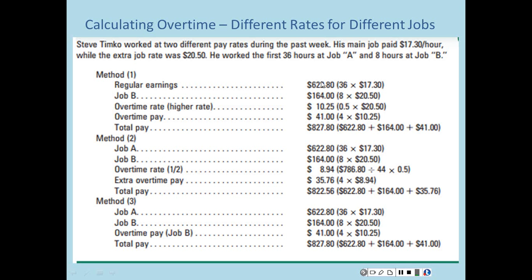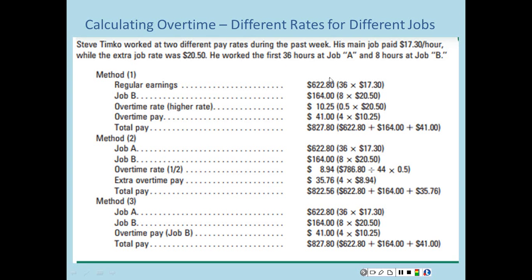So pulling some numbers together, here's the lower hourly rate we're using, $17.30. Here's the higher hourly rate for job B. So one is job A, one is job B. We're using that consistently in all three methods. The data set is the same in all three methods. We have 36 hours at the A job or the lower rate job, 8 hours at the B job.